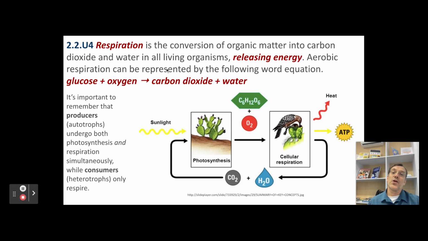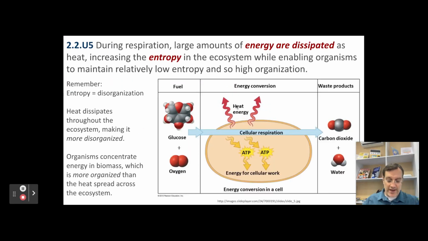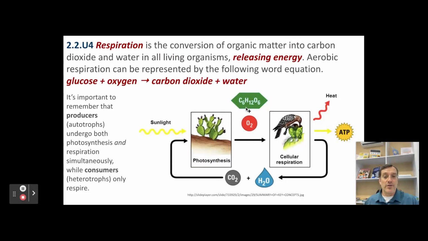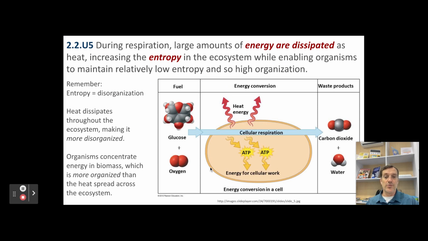Photosynthesis and respiration is probably one of the only chemical reactions you should simply memorize for ESS. So recognize the chemical formula for glucose, C6H12O6. Oxygen gas is diatomic. That means it's made of two oxygen atoms. That's O2. And of course, water is H2O and carbon dioxide is CO2. You should be able to put those together.